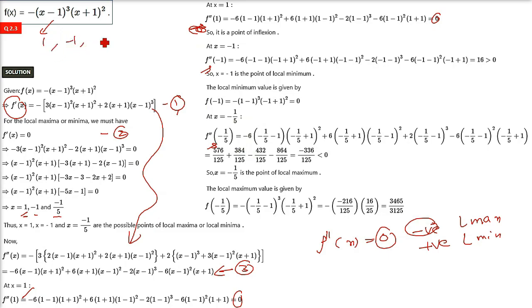Now just place x as 1, negative 1 and negative 1 by 5 in the original equation, and then find out the value of the function at these critical points. And you don't have to find it for 1 because this is a point of inflection. Don't worry about placing 1. Just negative 1 and negative 1 by 5 have to be computed, that is f of negative 1 and f of negative 1 by 5. Local minima at f double dash negative 1, that is the point negative 1. At negative 1 by 5, you are going to get local maxima. So this is the whole scenario.